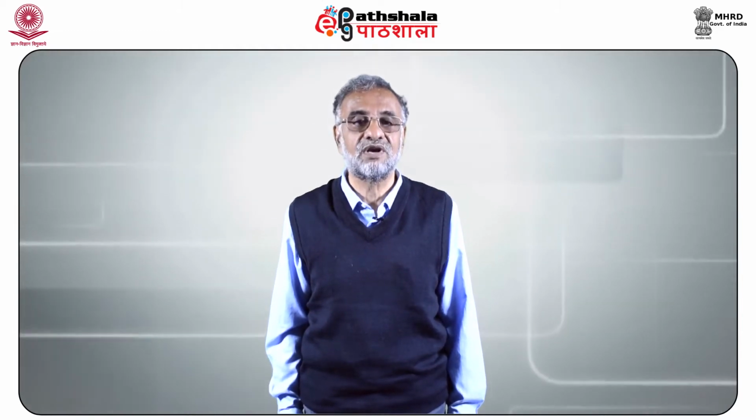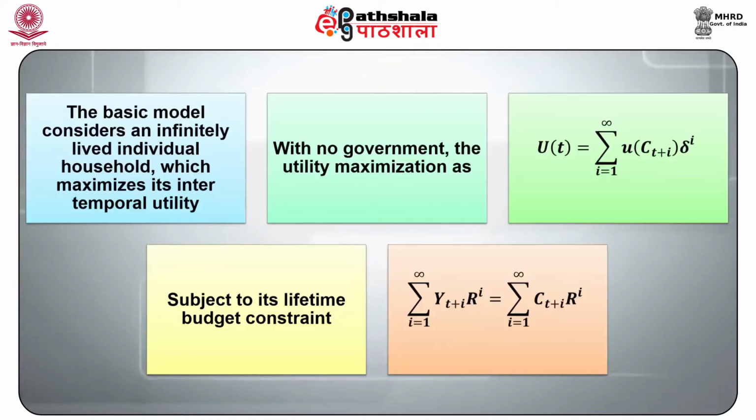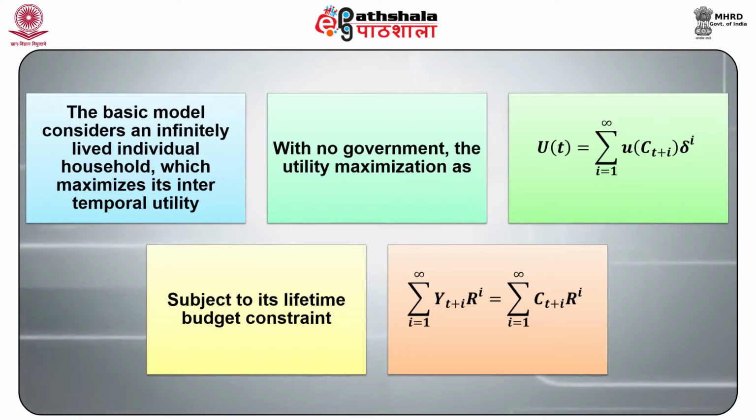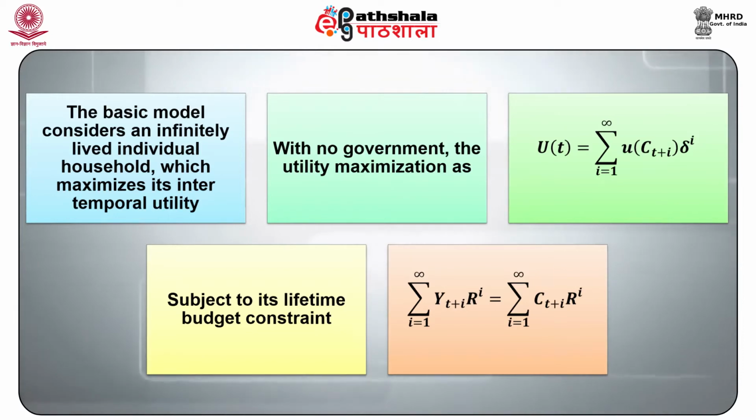The Ricardian model is as follows. The basic model considers an infinitely lived individual household which maximizes its intertemporal utility, with no government utility maximization to follow. That is, it is possible to write it in the form of an equation.